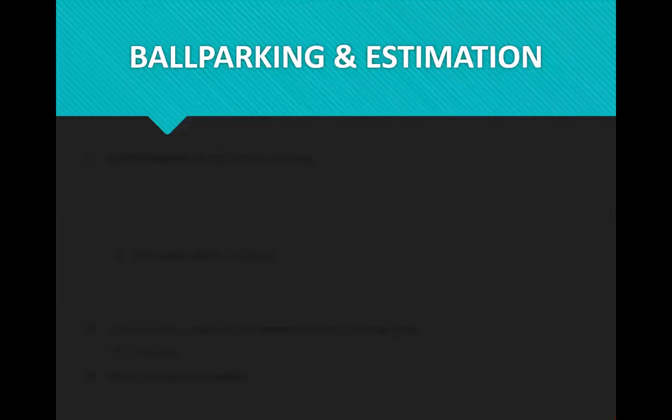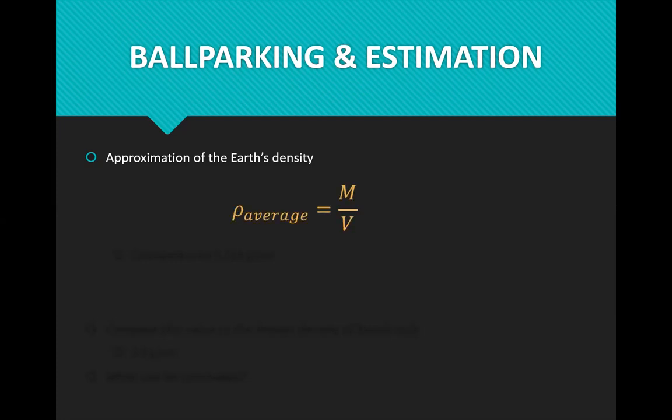We use this process in science called ballparking, or in physics, it's more formally called estimation. The way that works is, if we wanted to determine the density of the Earth, and again, back from previous chapters when we talked about the difference between mass, density, and weight, we said that density corresponds to the composition of a material, since each element in the periodic table has a unique density compared to every other element.